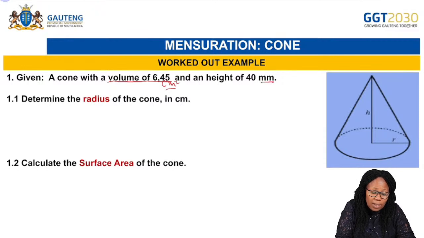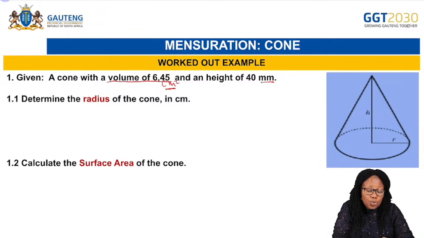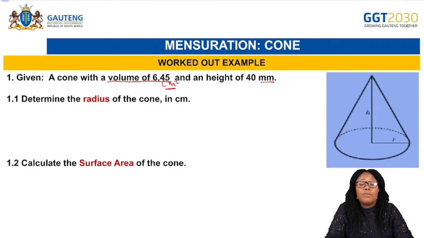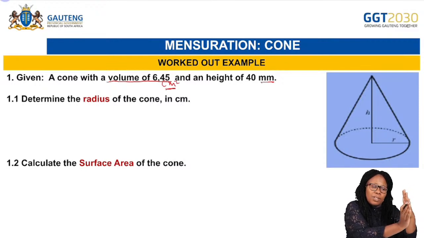Look at the units now. This is having different units. Okay, that means we need to change now. Let's take the 40 millimeters and change it to centimeters now. We are moving from millimeters to centimeters. Remember, they are neighbors. From millimeters, you move straight to centimeters. It's only 1/10.